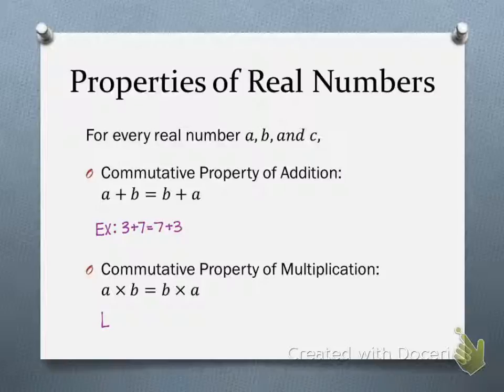Our next property is the commutative property of multiplication. So just like addition, we want to be able to switch the order. So a times b is equal to b times a. So if we look at an example, again, let's just use 3 and 7. So if we have 3 times 7, we want to know if that equals 7 times 3. 3 times 7 is 21, and 7 times 3 is also 21. So multiplication is also commutative.